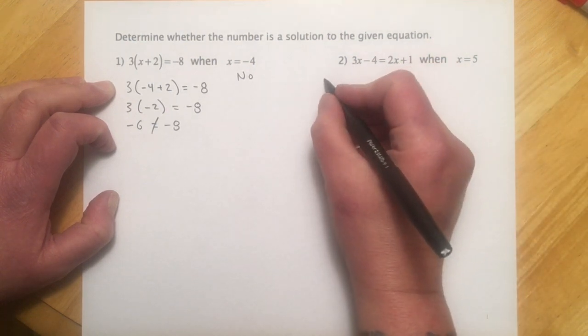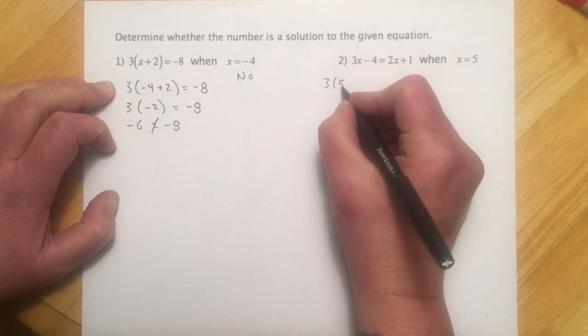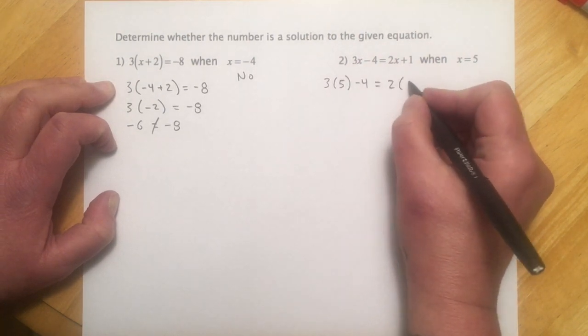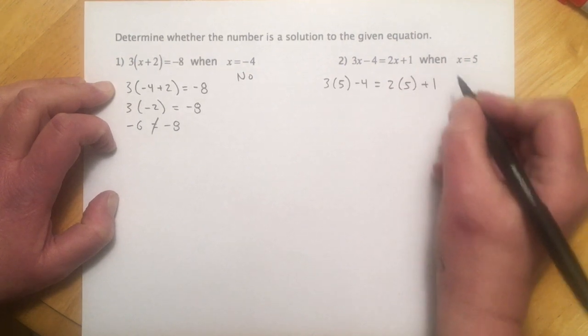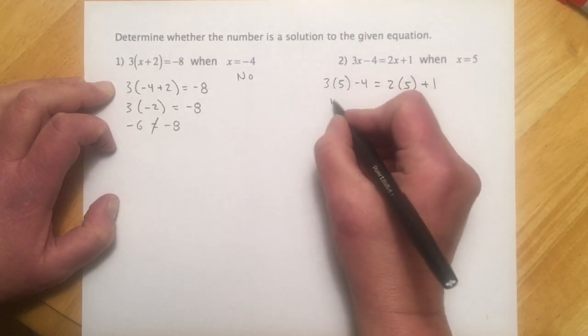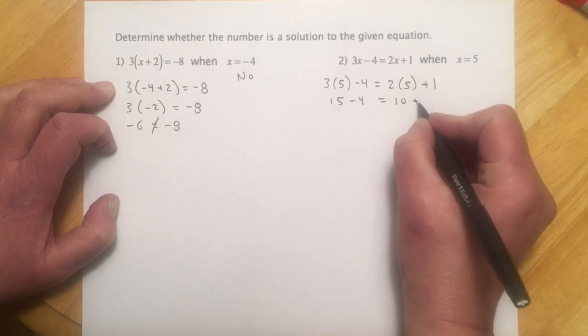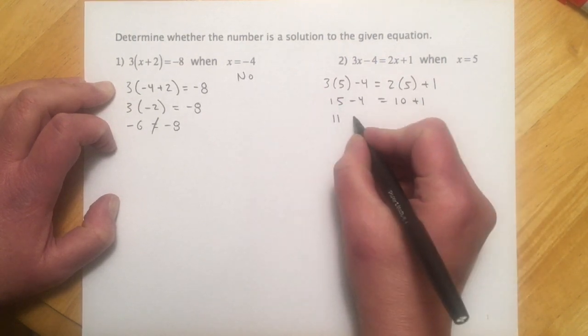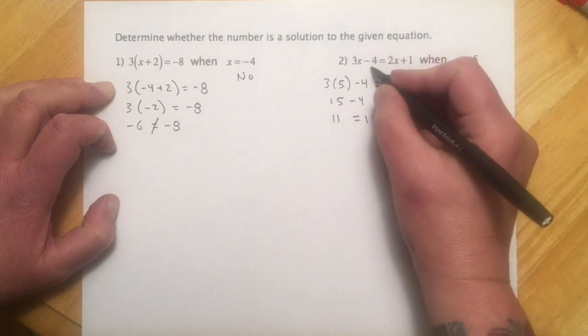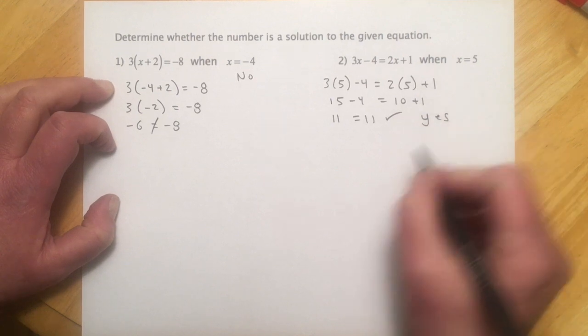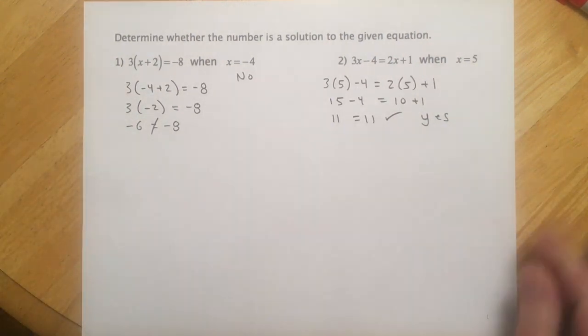Same thing over here with a 5, so we're going to put the 5 in for the x. Now it looks like 3 times 5 minus 4 equals 2 times 5 plus 1. Cleaning this up a little bit, I get 15 minus 4, 10 plus 1, and that is 11 equals 11. So when I put in the 5, I get the same thing on both sides. So yes, that one is a solution to the equation.